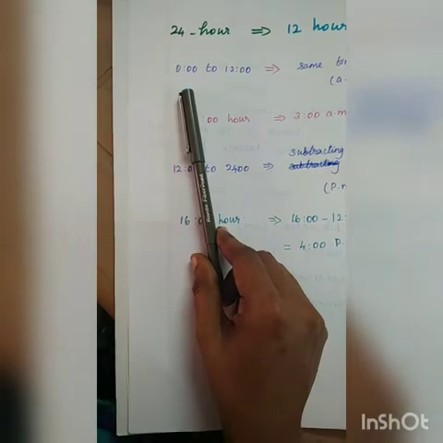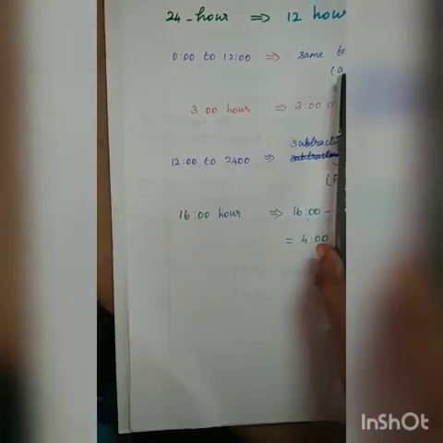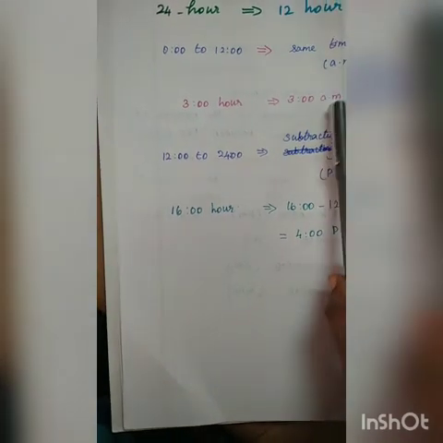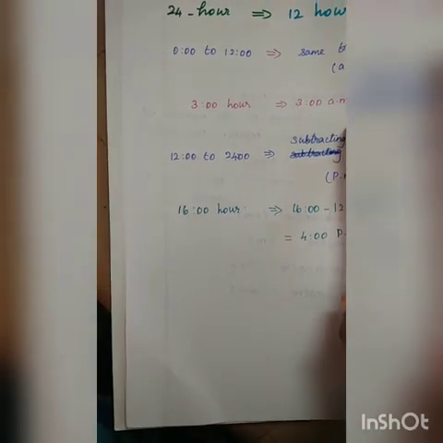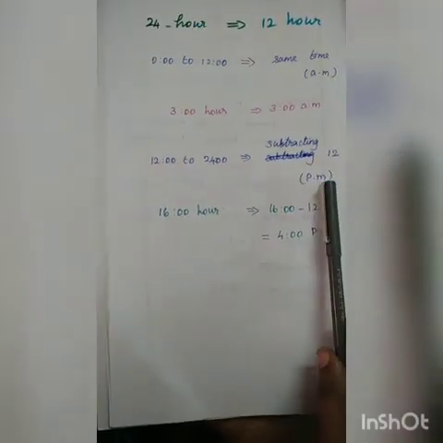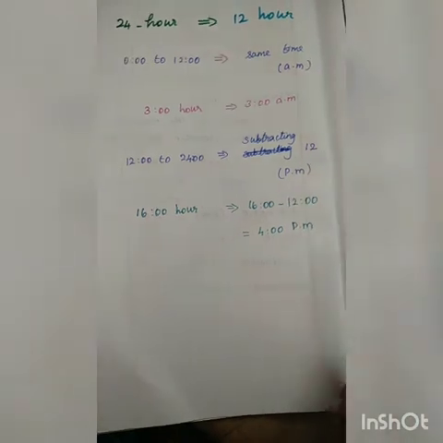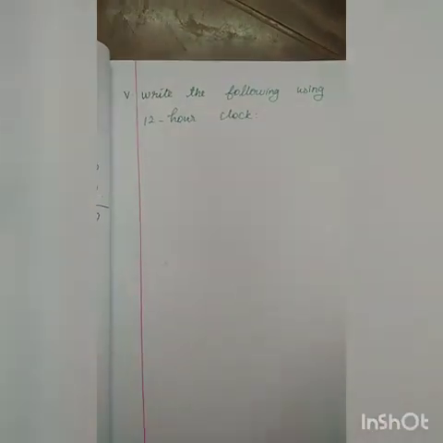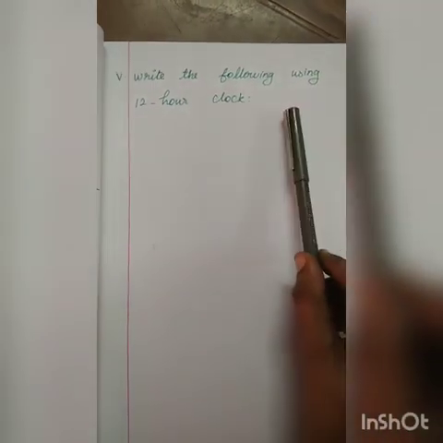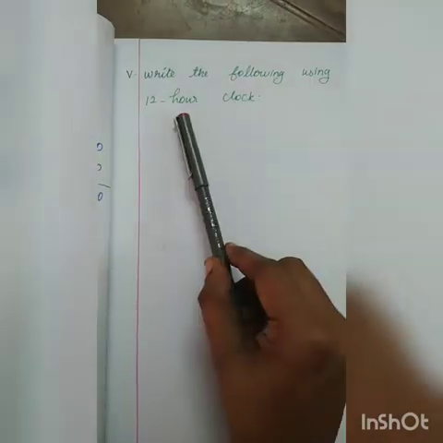Once again, converting 24-hour clock to 12-hour clock: for 0 to 12 hours on the 24-hour clock, the time is the same time in AM. For 12 to 24 hours, the PM time is got by subtracting 12. Now Roman letter 5: write the following using 12-hour clock.